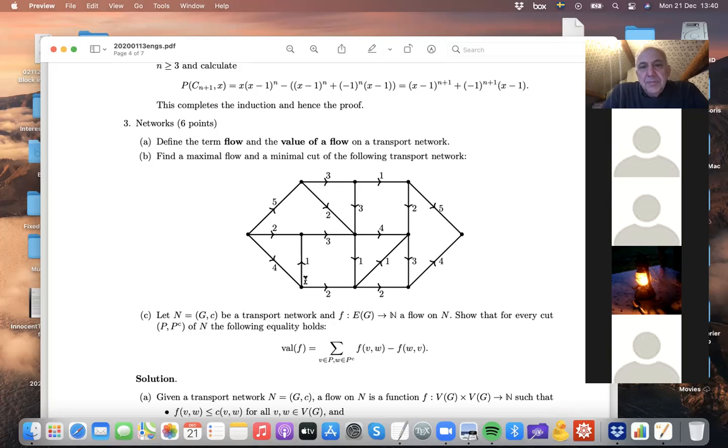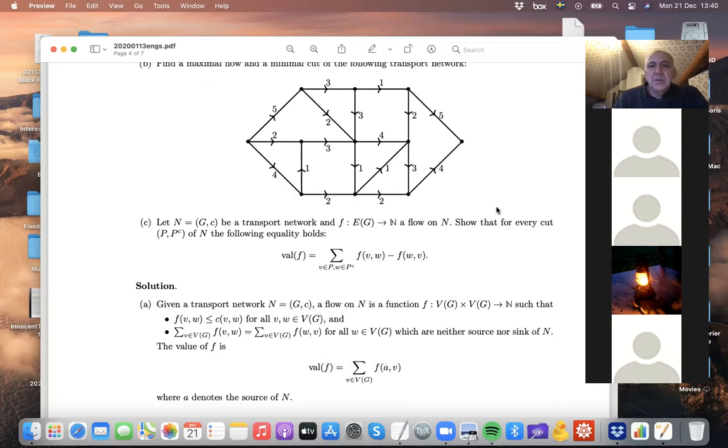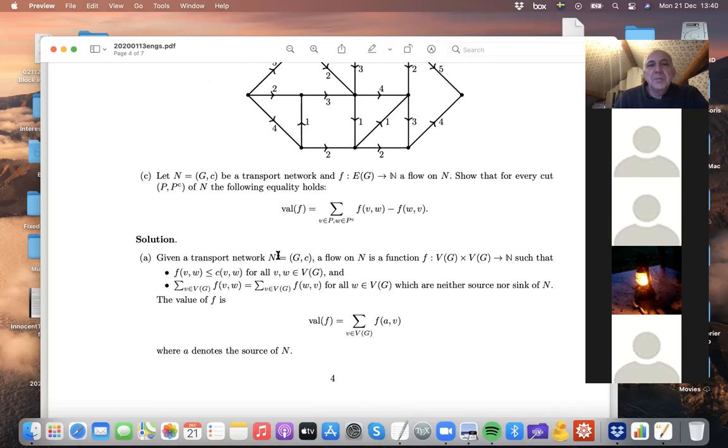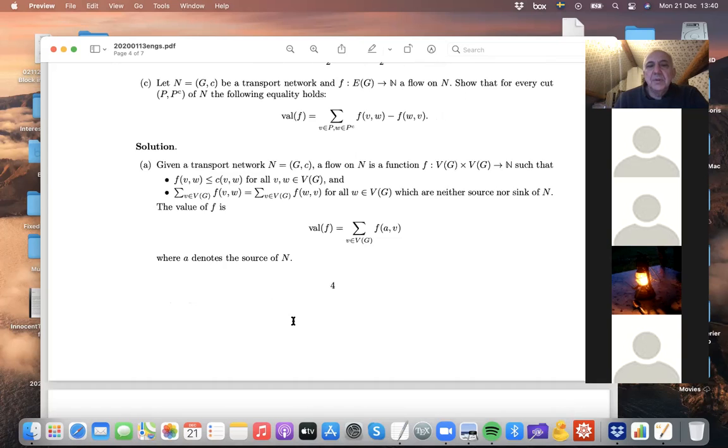Let's see, show that every cut and find them. So what we need is to find the maximal flow and the minimal cut in this specific network. So here is a solution. I mean, here is this definition of what the flow is and what the value of the flow is.